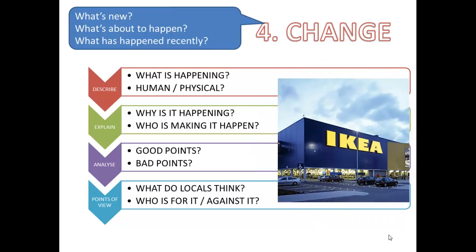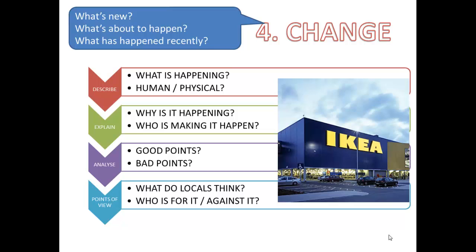So, we may describe IKEA. We may describe where it wants to locate. Then we go on to the second step, which is explain. So we have to explain the change. We may say why IKEA wants to locate there. For example, we may say that there isn't one in Reading at the moment. Reading has a large population who will spend money at IKEA, and because it's very accessible because it's at a motorway junction.